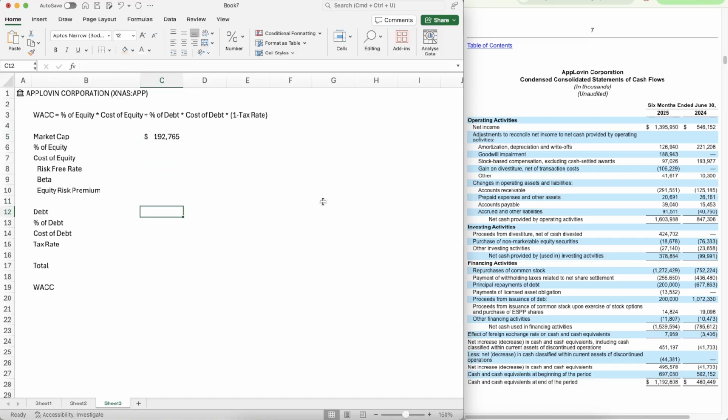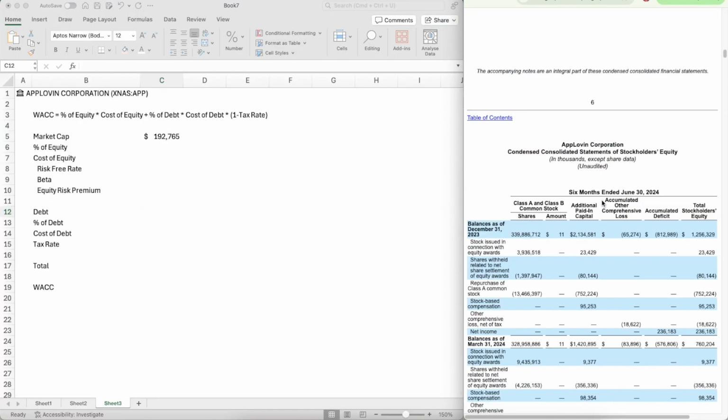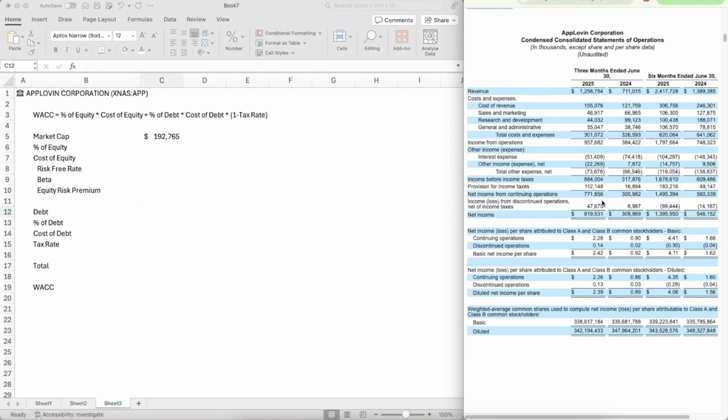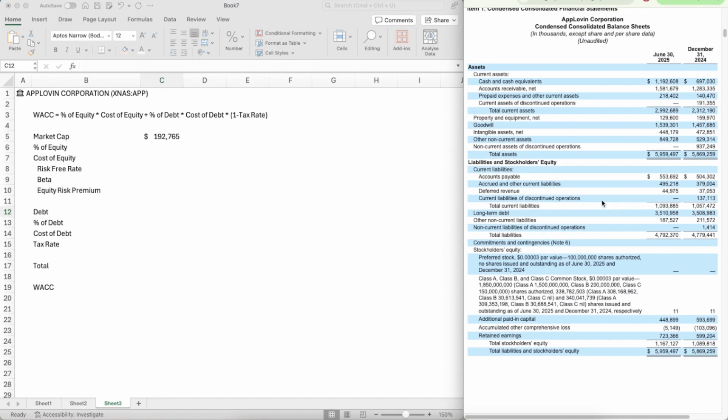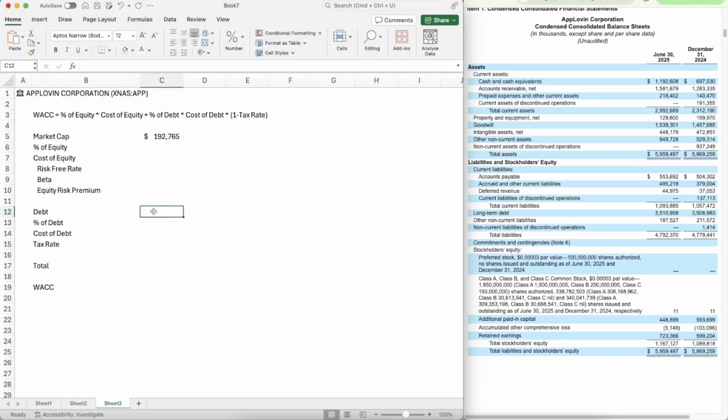The debt, we can look on the balance sheet. Probably doesn't have that much. Long-term debt, 3.5 billion. So this is a predominantly equity business. And I guess now that it is consistently profitable, it probably will, you'll see that number start to go up.